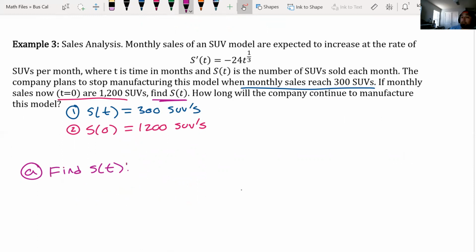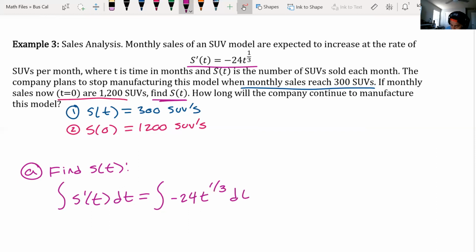Find S of t. Okay, so that means we set up an integral. The integral of S prime of t dt. S prime of t is the equation given above. So plug that in. You get the integral of negative 24 t to the 1/3 dt.